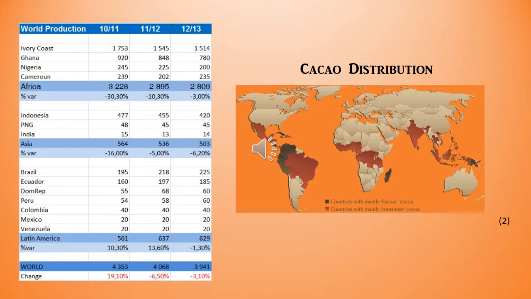Here you can see the world production of cacao. In the Ivory Coast, Ghana, Nigeria, Cameroon, in Africa, Asia, Latin America, as well as in the picture you can see the cacao distribution. The green part tells you the countries with mainly flavored cocoa, and the other sections tell you the countries that mainly consume the cocoa.